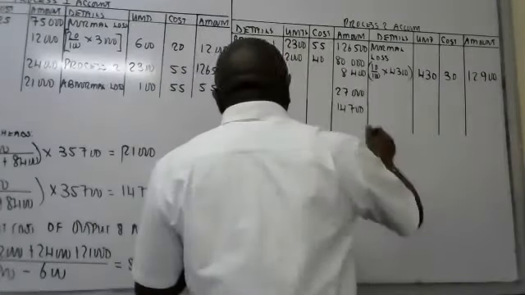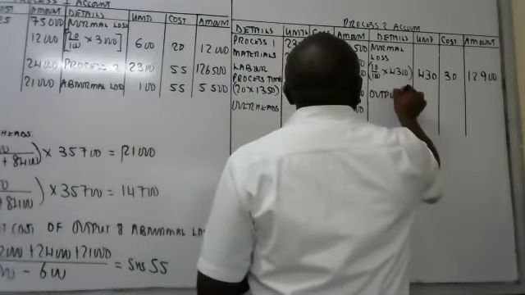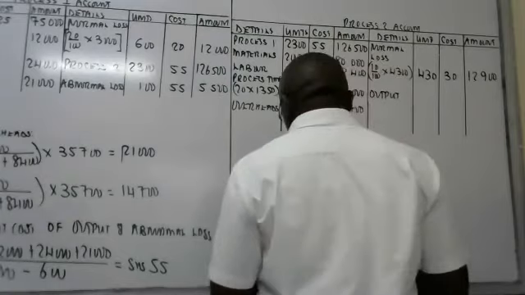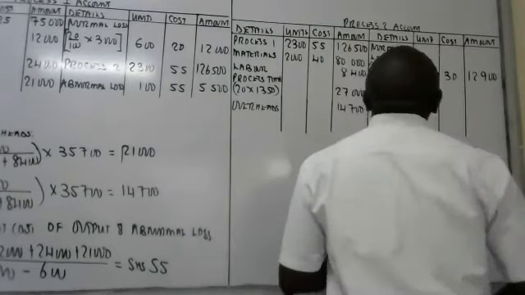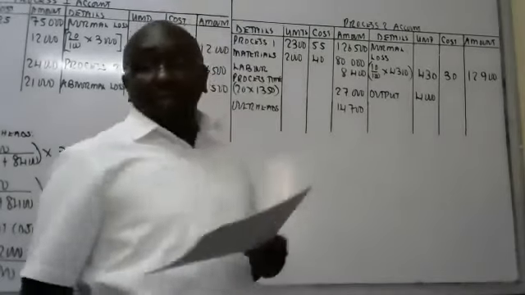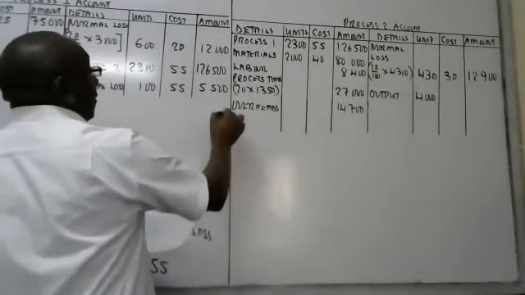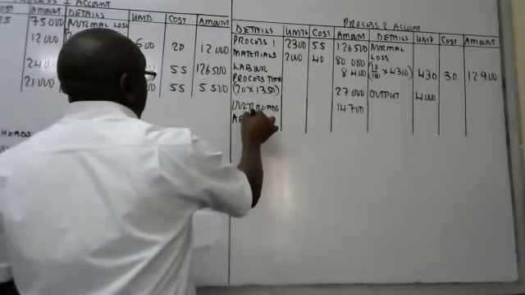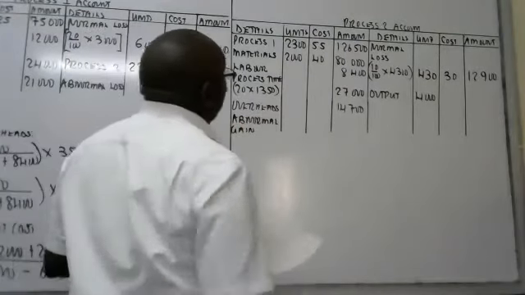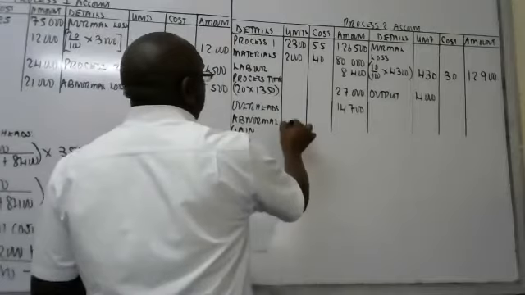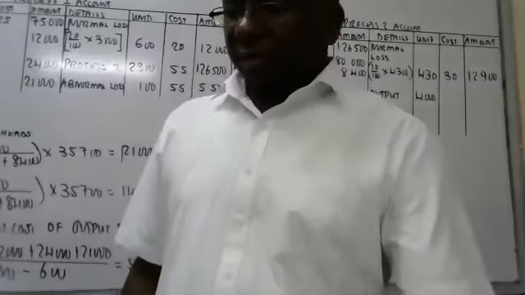Then from there, we have now the output. So the output is 4,000. So that means we have abnormal gain of 130 units.